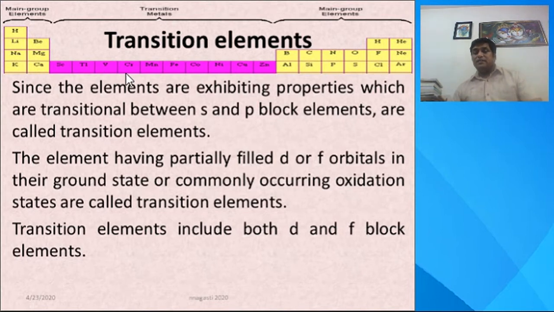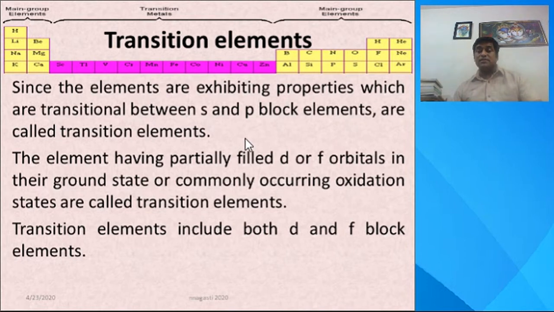And fortunately, these D block elements are acting as a bridge between these S block and P block elements. And properties of these D block elements are transitional between those of S and P block elements. That is why the name is transition, and these elements are called transition elements. Since they are bridging the gap between S and P block elements, bridging the change in properties between S and P block elements, so the name is transition.